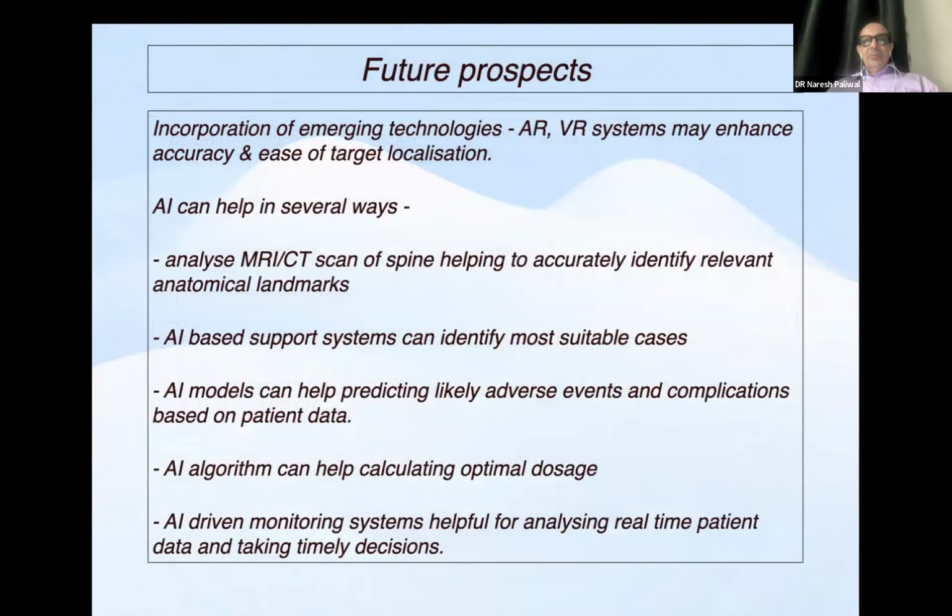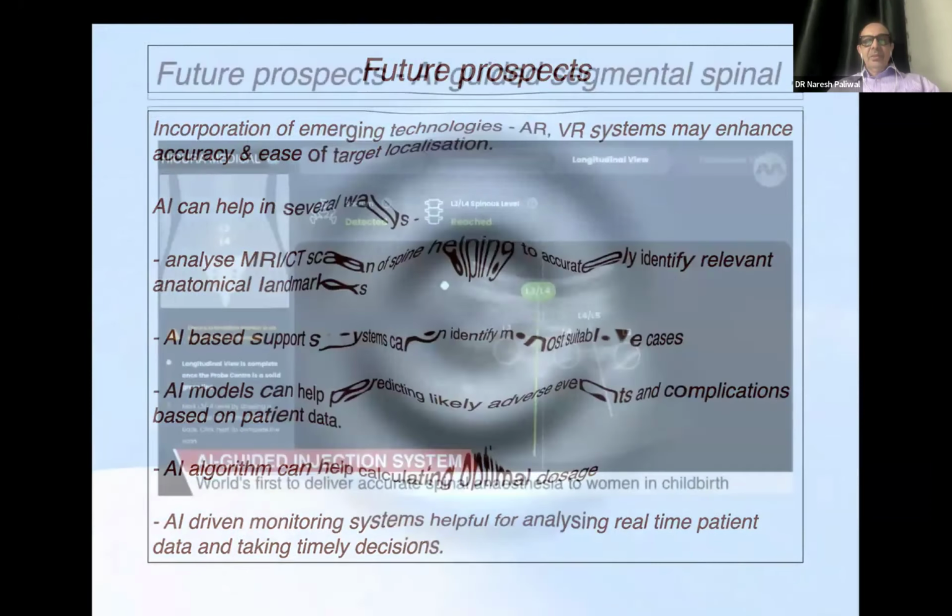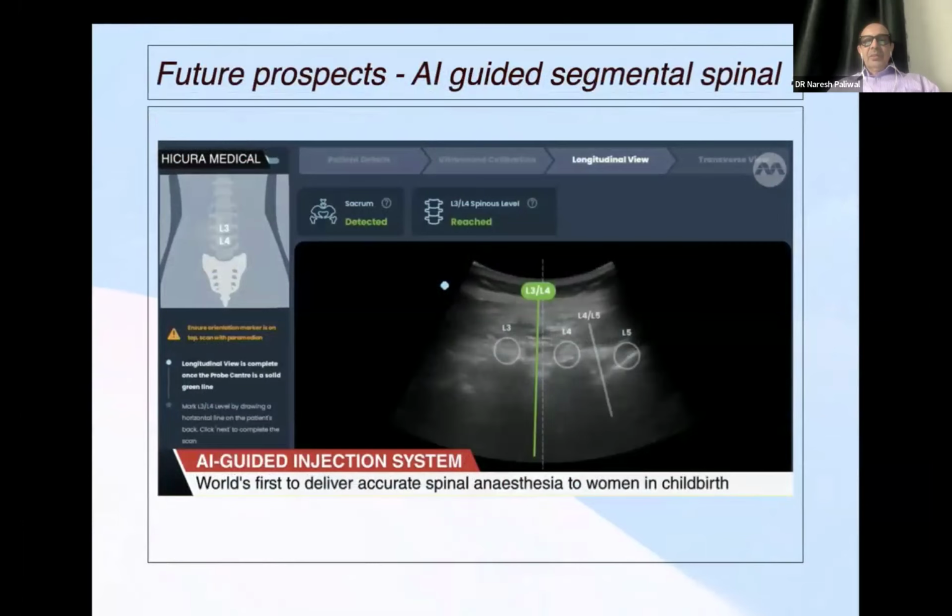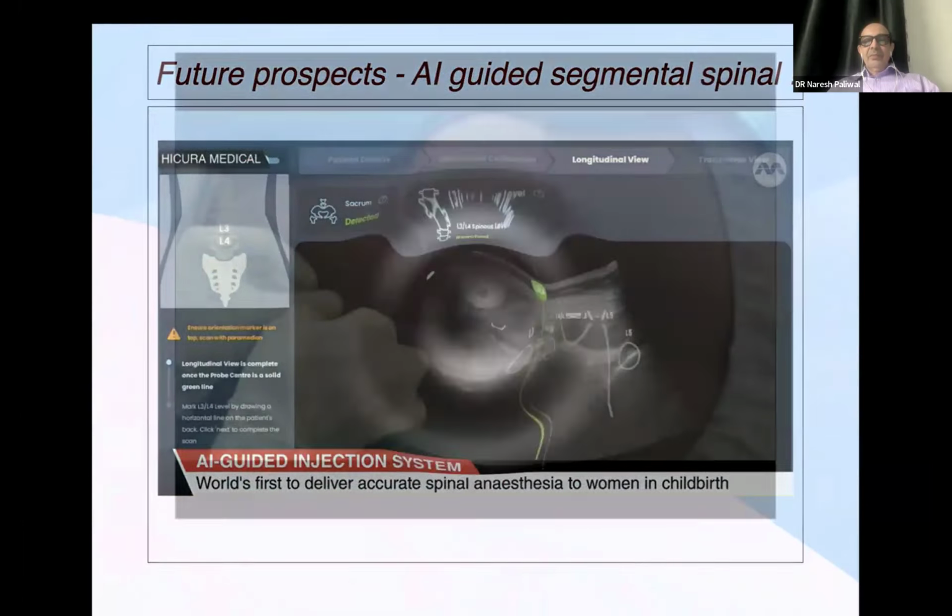Future prospects. Now everyone knows AR, VR. Now AI can be very helpful. An AI-based support system can identify the most suitable cases. AI models can help predict likely adverse events and complications based on patient data. AI algorithms can help calculate optimal doses. AI-driven monitoring systems can be helpful for analyzing real-time patient data and taking timely decisions. Future prospects: there can be AI-guided segmental spinal.